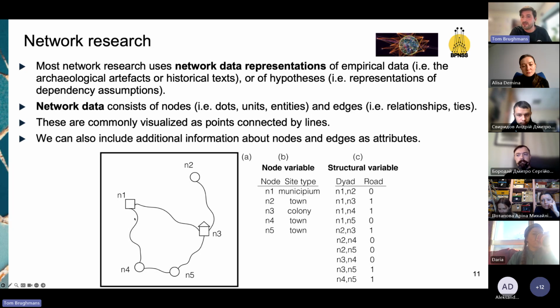So we're looking at roads here. We know that some of these roads are short and some of these roads are long. That's additional information, the distance of these roads, that we might have and then we might want to take into account in our studies.